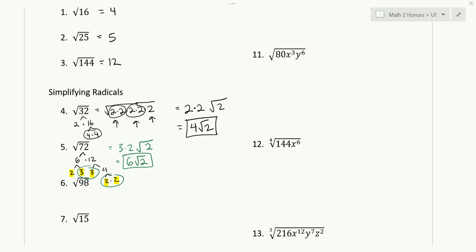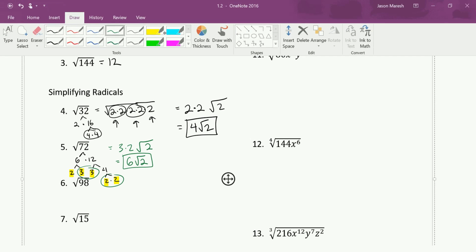So you're talking about right here? So why did I do 2 times 2 instead of just... Are you looking down here or up here? Number 4? Or number 5? I'm trying to understand. Oh, okay. So this 2 right here, okay, I understand what you're asking now.